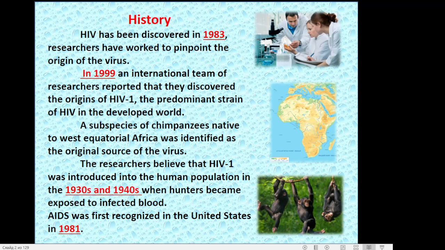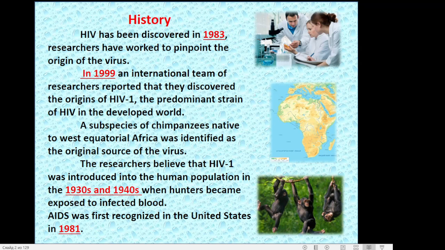The history of HIV is very long. This virus was discovered in 1983. In 1999 an international team of researchers reported that they had discovered the origins of HIV-1. A subspecies of chimpanzee native to West Equatorial Africa was identified as the original source of the virus. The researchers believe that HIV-1 was introduced into the human population somewhere in the 1930s and 1940s due to hunting.